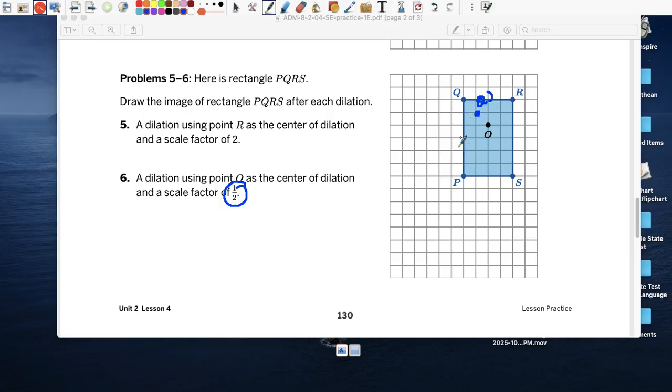Same thing for P. We go 2 left and 4 down, so it's going to be 1 left and 2 down. There's P prime. This one, R, is 2 right and 2 up, so it's 1 right and 1 up. So that's R prime, and obviously S prime has to be right there. That's with a dilation of a half.